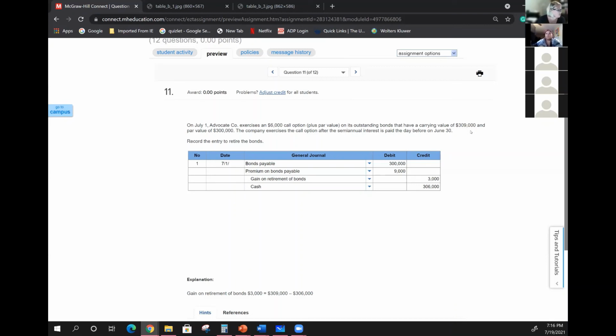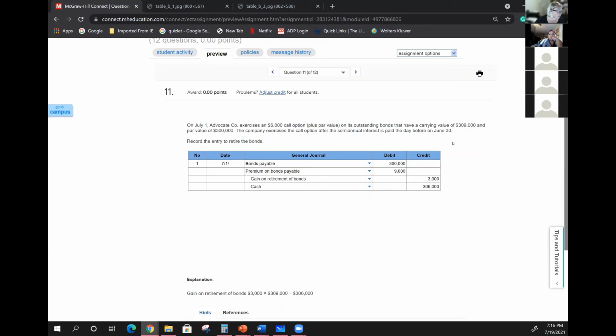So it's 309,000, par value 300. If it's par value 300, we know that's what bonds payable is, 300. So we know we've got to debit that. That's an easy part that you should be able to focus on remembering how to do: if it says the par value is 300, that's my bonds payable. I need to clear it. It's a liability, so it's sitting as a credit, so I have to debit it. That's the first part of it.